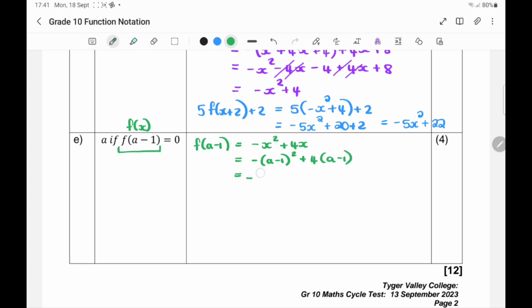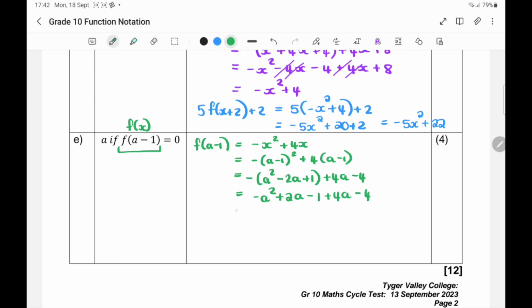Again, take the negative, with the weights on the outside. I'm just going to do this the quick way. A squared is a squared. 1 times negative a is negative a, times 2 is negative 2a, and a negative 1 squared is a plus 1, plus 4a minus 4, which gives you negative a squared plus 2a minus 1 plus 4a minus 4.